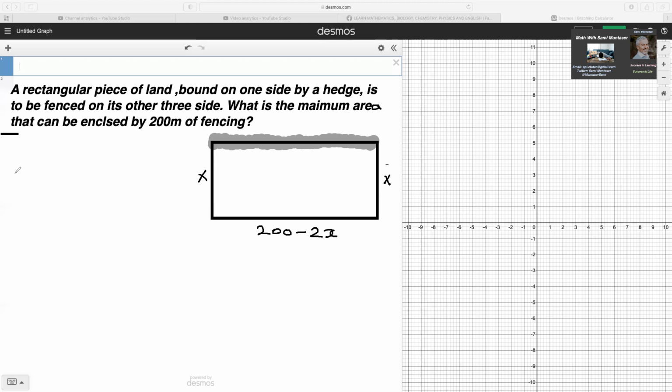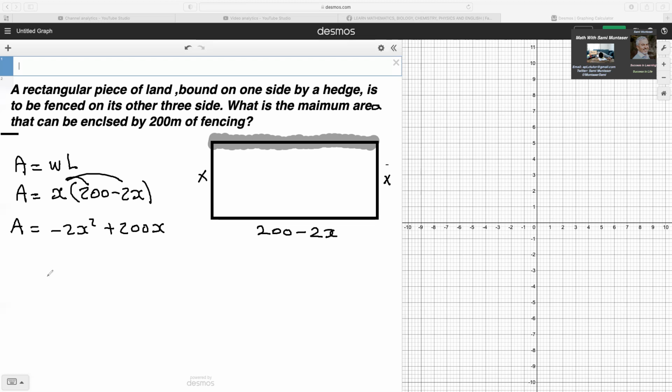Now the area of a rectangle is width times length, so area equals x times the length, which is 200 minus 2x. Area equals, I'm just going to distribute that, but I'm going to write negative 2x squared first, plus 200x. Now, when you get to this stage, you need to change this into vertex form. So you need to change it into y equals a(x minus p) squared plus q.